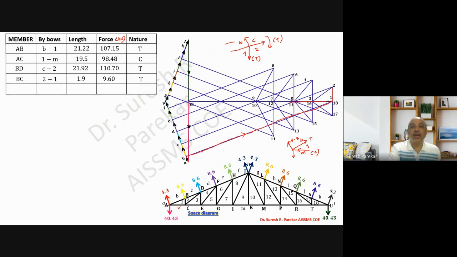We have to measure the length and multiply it by the scale. Whatever scale you have considered, accordingly you multiply. I have considered 5.05 and multiplied by it, and then we get the values in this fashion.